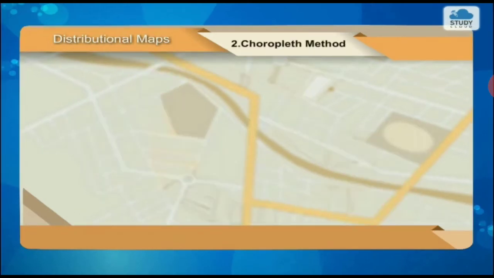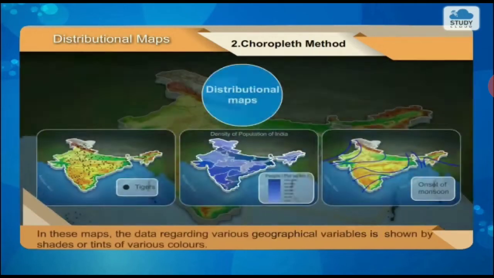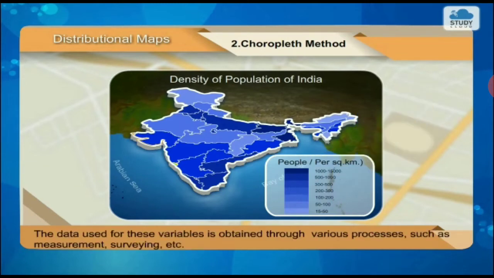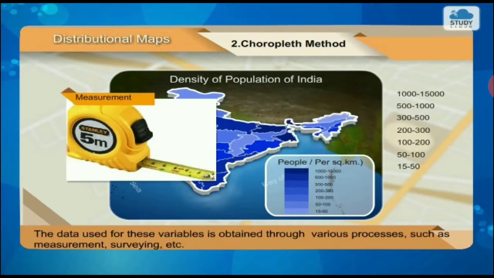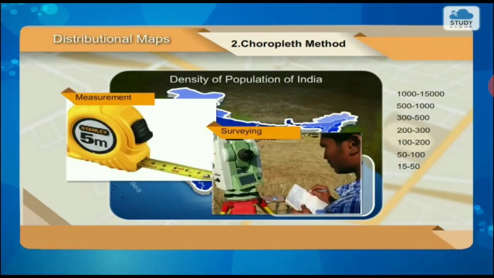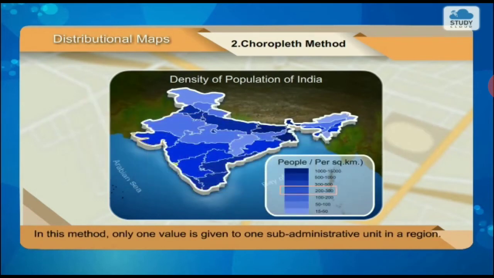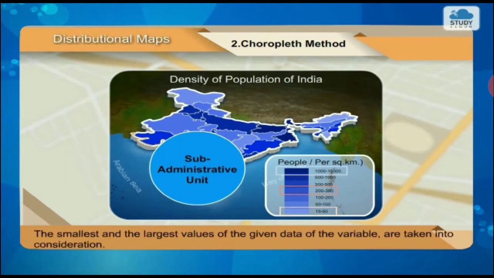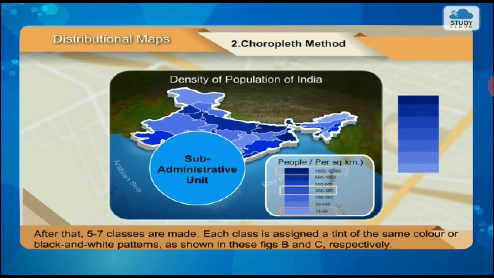2. Choropleth method. In this map, the data regarding various geographical variables is shown by shades or tints of various colors. The data used for this variable is obtained through various processes such as measurement, surveying, etc. In this method, only one value is given to a sub-administrative unit in a region. The smallest and the largest value of the given data of the variables are taken into consideration. After that, 5 to 7 classes are made.